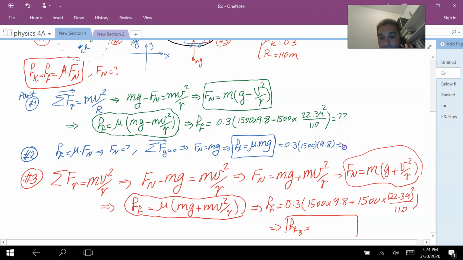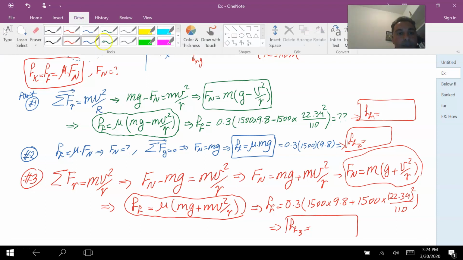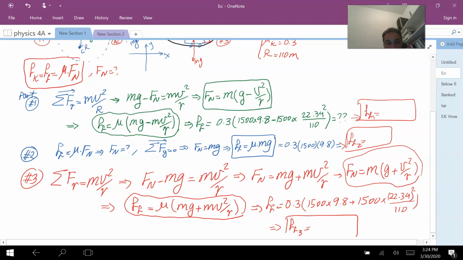Then here is ff2. Then also here we can find what? ff1. Let me see. I do have 3 minutes. Mu is 0.3, mass is 1500, g is 9.8, so this will be 4410 newtons.